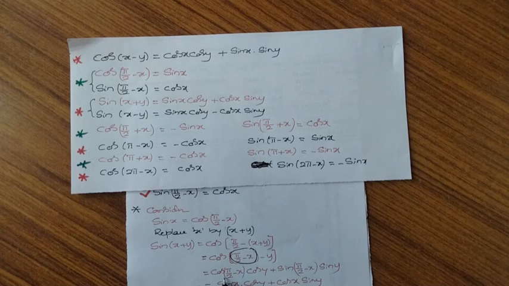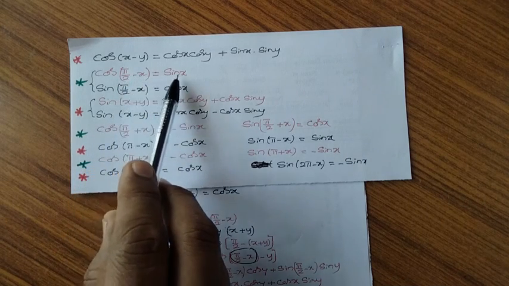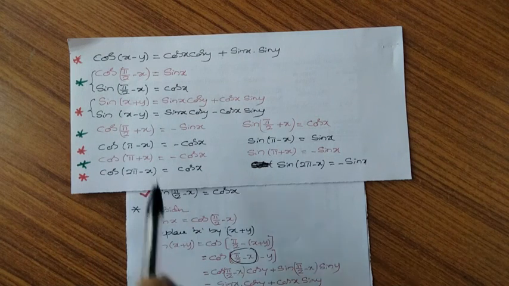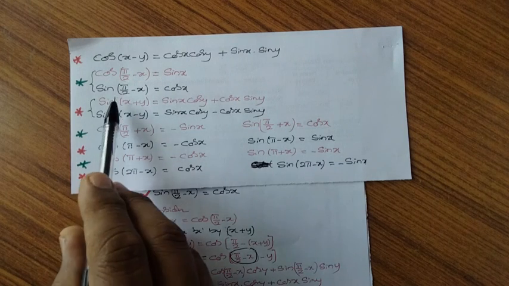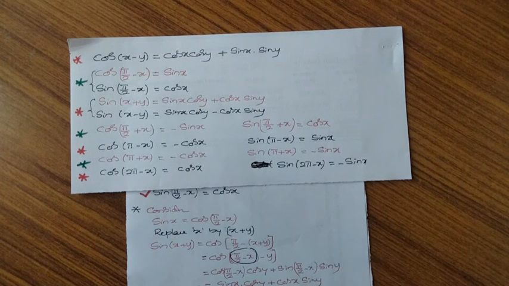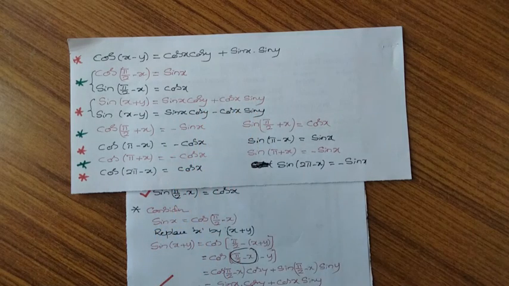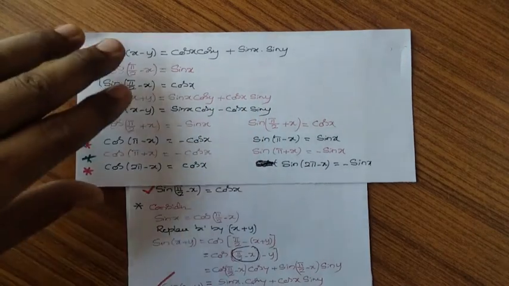Next we know that we have proved that cos of pi by 2 minus x equals sin x. Therefore I am going to use that formula. Cos of pi by 2 minus x equals sin x. I have written cos y as it is. And again, we observe sin of pi by 2 minus x equals cos x. That I have used here. That is cos x into sin y. So this is one more result: sin of x plus y equals sin x cos y plus cos x sin y.